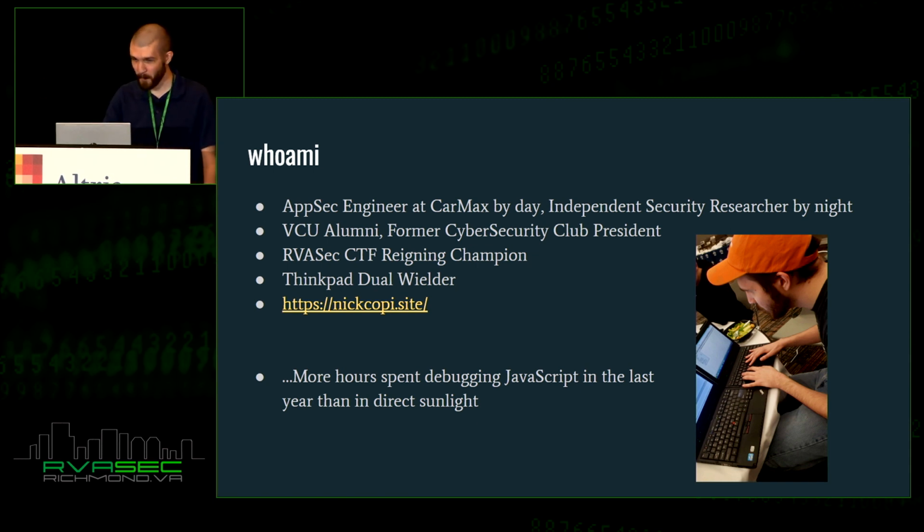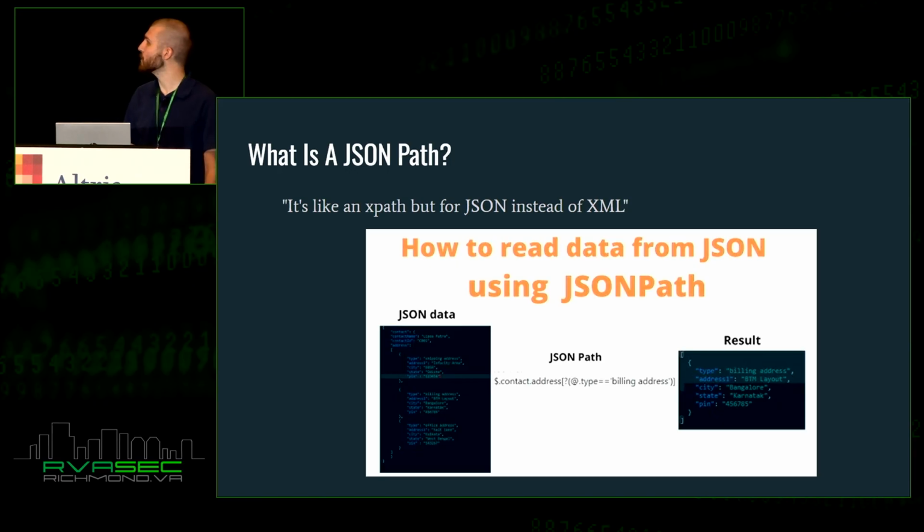Good point. All right, so about the topic of the talk. The title is a little strange, Following the JSON Path, a Road Paved in RCE. What is a JSON path is kind of the first question. If you're familiar with XPaths, which are a way to refer to a selection of XML elements, it's like that, but for JSON.